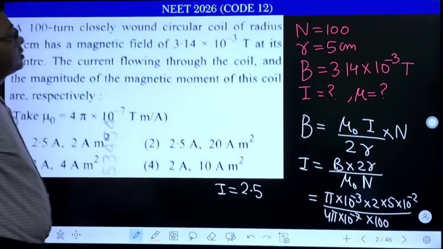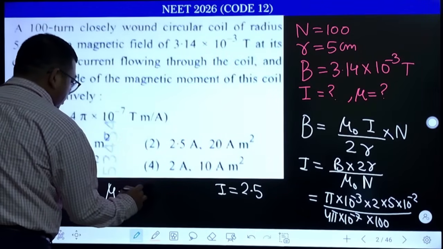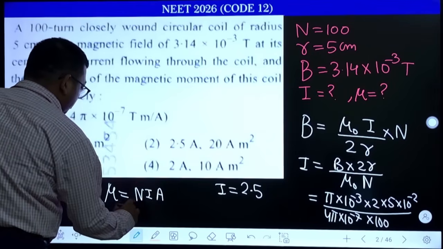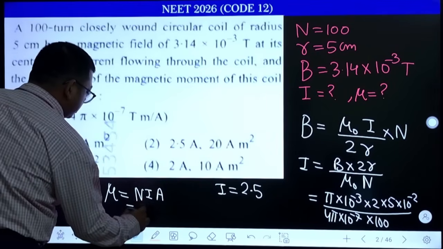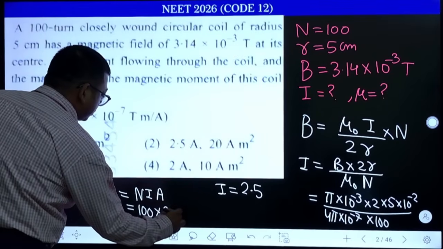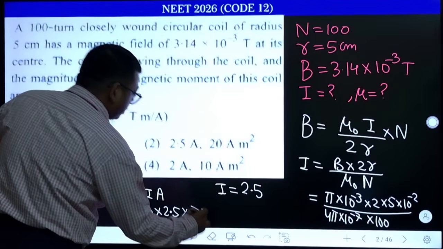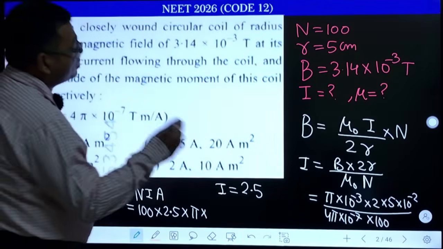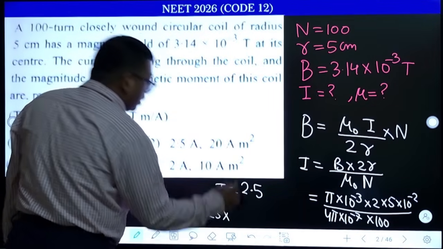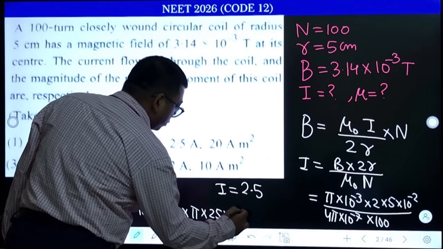So now what is the magnetic moment? Magnetic moment is NIA, you know that, NIA. So number of turns are 100. Current 2.5 we have calculated. Area is what? Pi into r squared. Radius squared, so 5 squared is 25, and that is in centimeters, so 10 power minus 4.